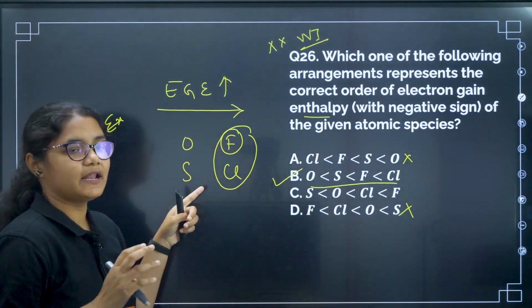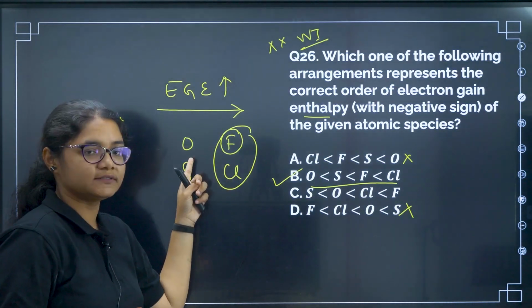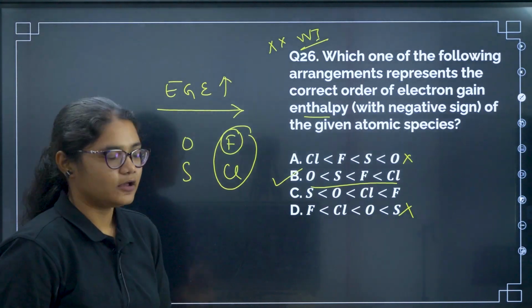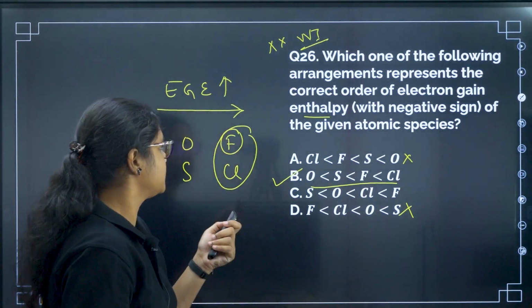Similarly, sulfur will have more electron gain enthalpy than oxygen because of the small size of oxygen and interelectronic repulsions, right? So the correct answer is option B.